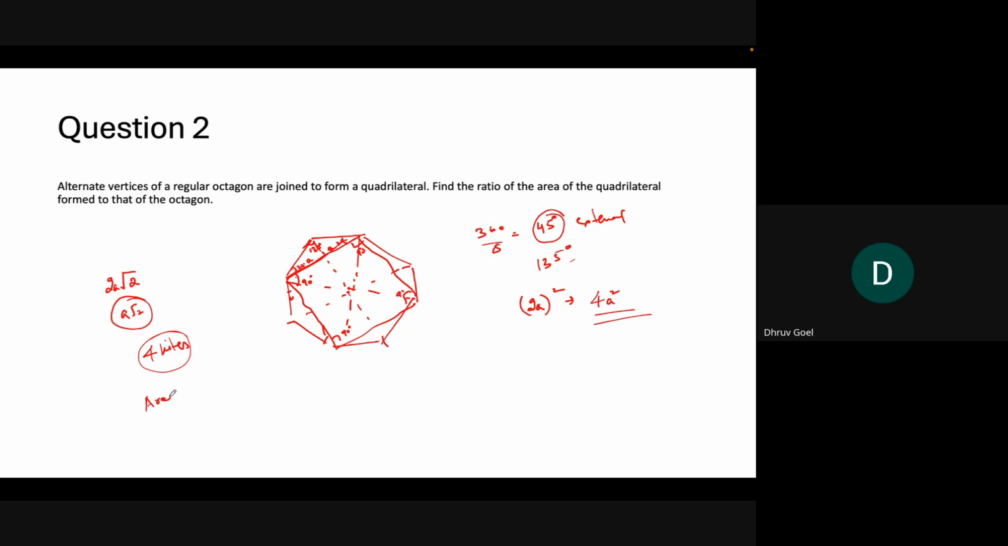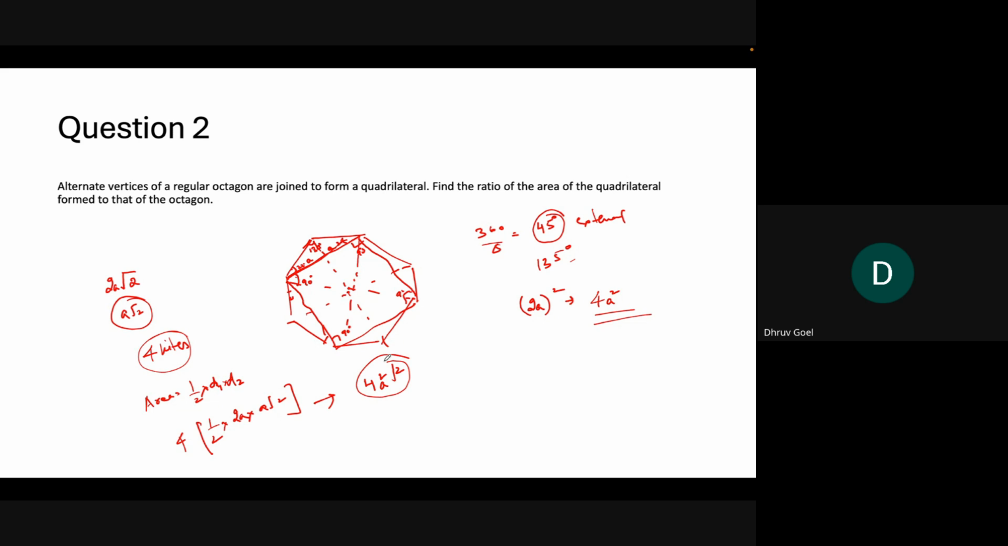Area of one kite is equal to half into d1 into d2. Here, one diagonal is the side of the square, which becomes half into 2a, and the other diagonal will be the half diagonal of the square, which is a root 2. And there are 4 kites, so I have to multiply it by 4 as well. The area comes out to be 4a square root 2. This will be the area of the octagon.